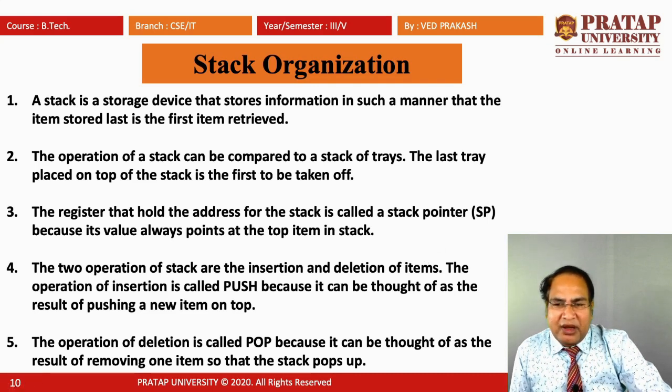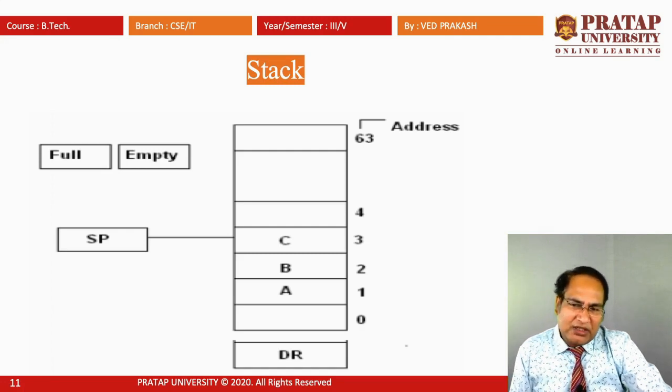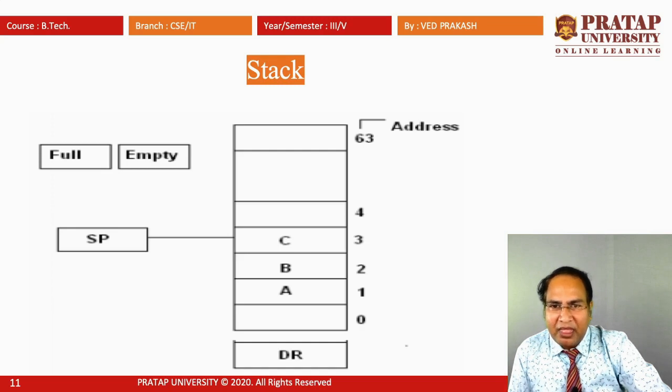The register that holds the address for the stack is called the stack pointer, SP, because its value always points to the top item in the stack. Two operations are performed on stacks. The first one is insertion and the second one is deletion. Insertion is known as a push operation, and deletion is known as a pop operation. Here SP is the stack pointer, and it denotes the current position of the stack, whether the stack is empty or full, which is also determined by the value of SP. Here we use a 64-address stack. Each block has 6 bits and is addressed from 0 to 63.